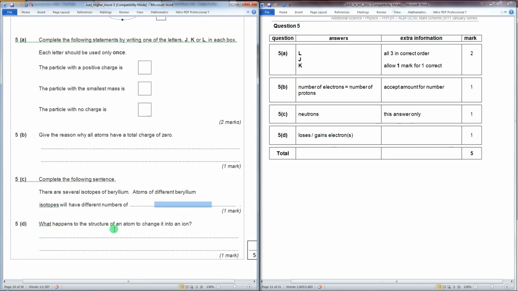And finally, what happens to the structure of an atom to change it into an ion? Well, you should know this in a lot of detail from chemistry anyway, but gains or loses electrons. You didn't have to have both. One or the other would have been fine. And that's it.